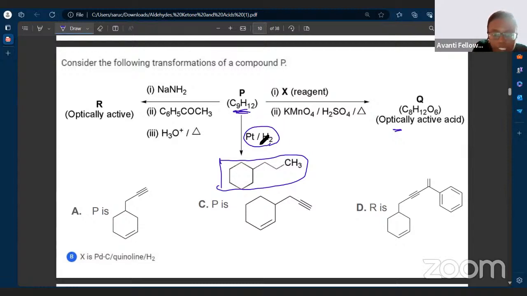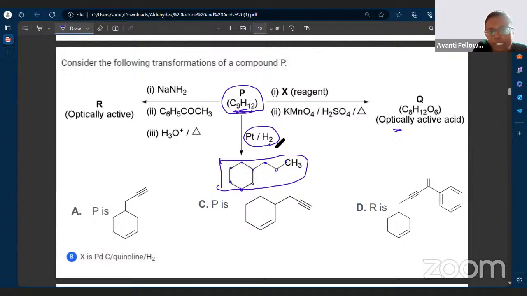You're doing the hydrogenation in presence of platinum. Using this, we will find out what P is, with 9 carbon and 12 hydrogen. When I check over here, how many carbon do you have? 6, 7, 8, 9 carbon I have.